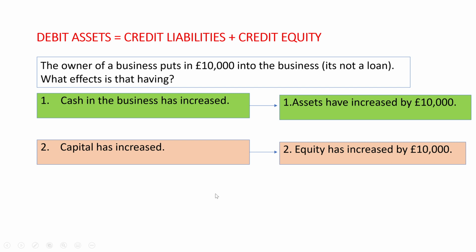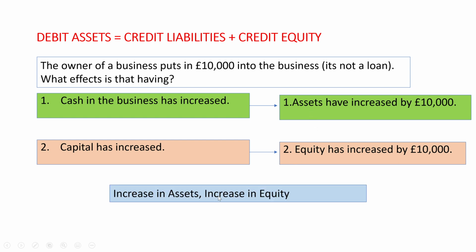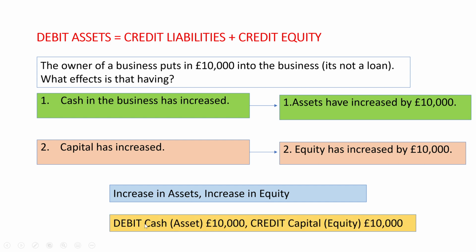Now let's use these principles of debit and credit and apply them to the examples we went through. So we saw that assets have increased. For this example, where the owner is putting money into the business, we saw that assets have increased by 10,000 and equity has increased by 10,000. Right? So there's an increase in assets and an increase in equity. Now, if you're increasing assets, you have to debit assets 10,000 and credit equity 10,000. Okay? Let's do another example. So increase assets, debit asset; increase equity, credit equity.